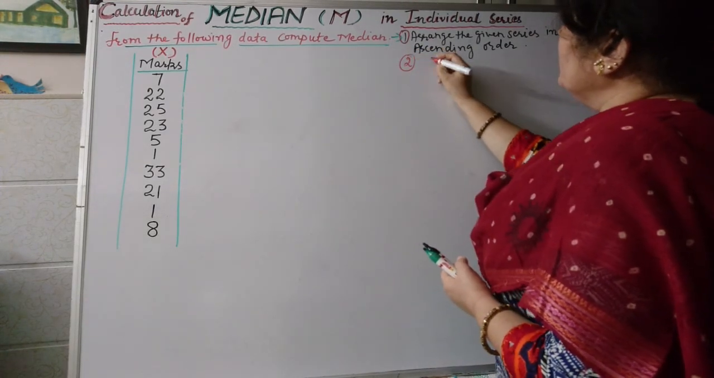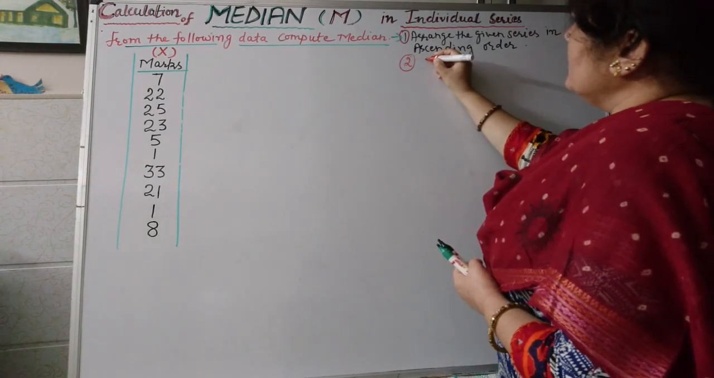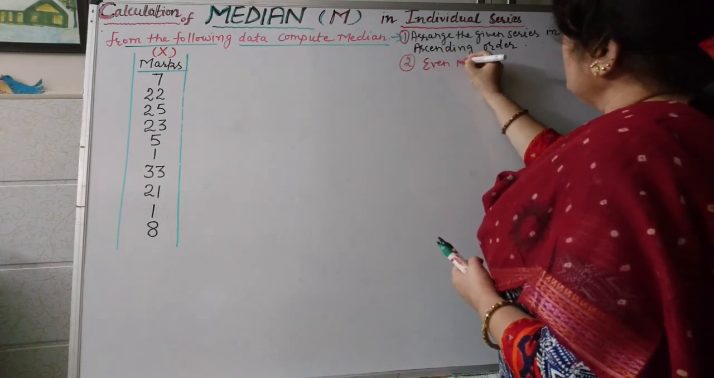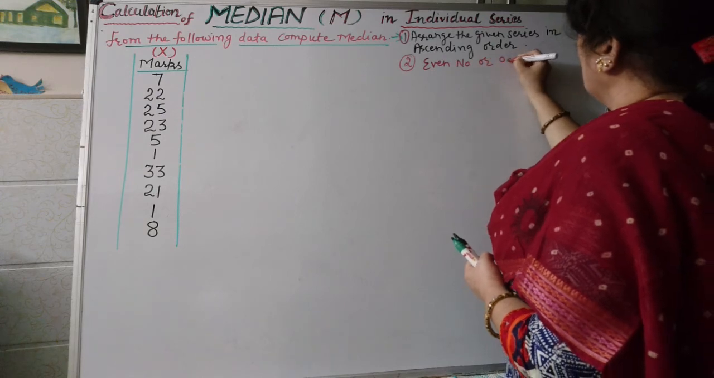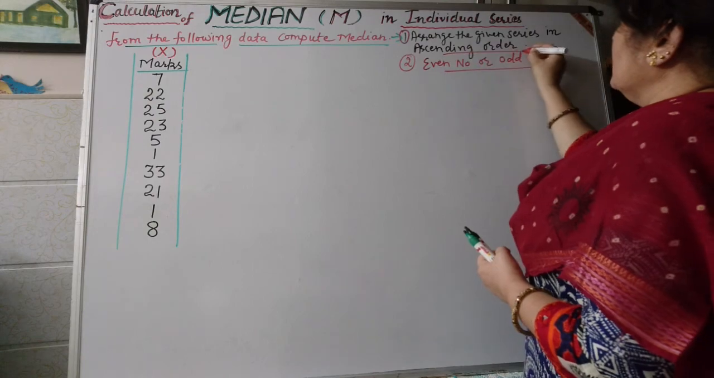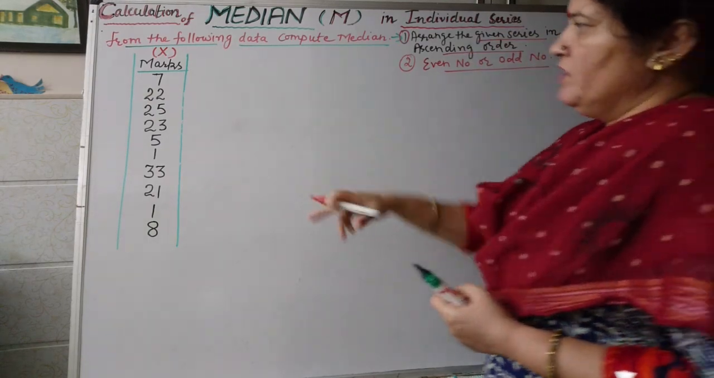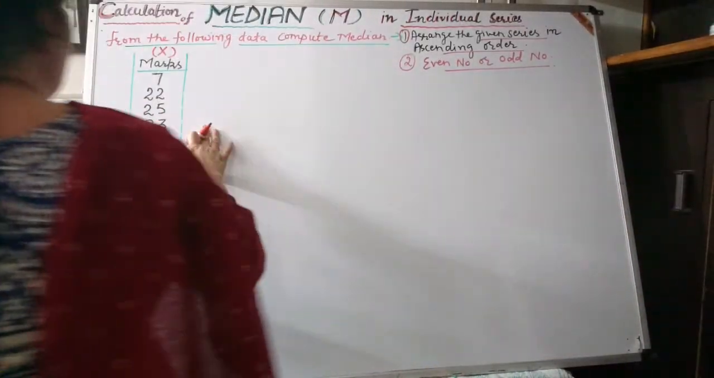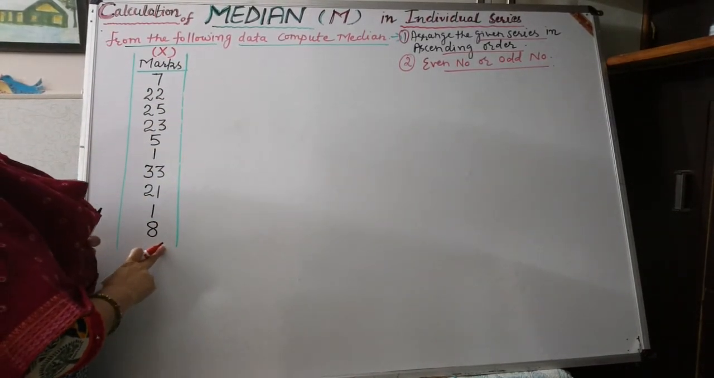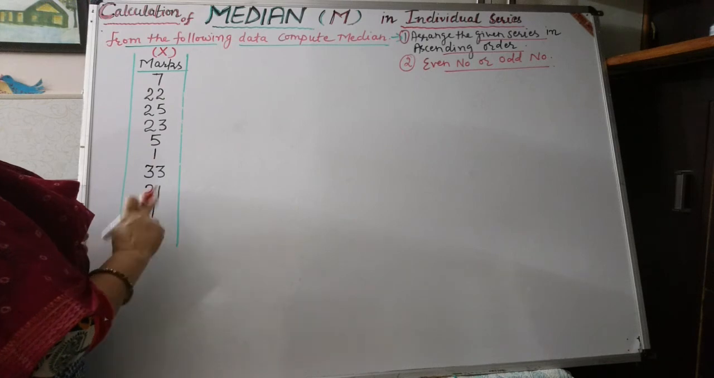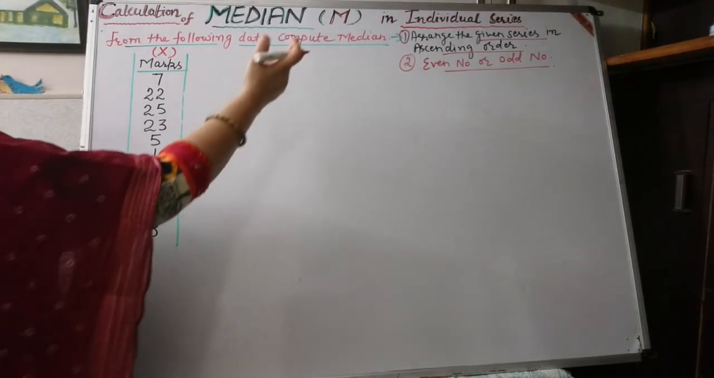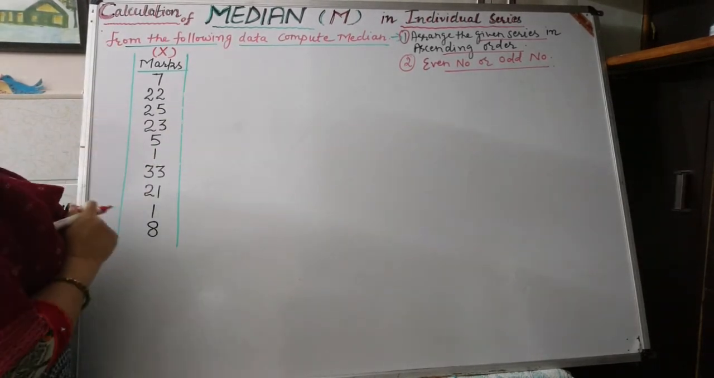Number two, we have to judge whether the values are given in even number or odd number. So let us see whether the values of x are in ascending order or in descending order, and whether the values are even or odd. After observing these two precautions, we will start our numerical.